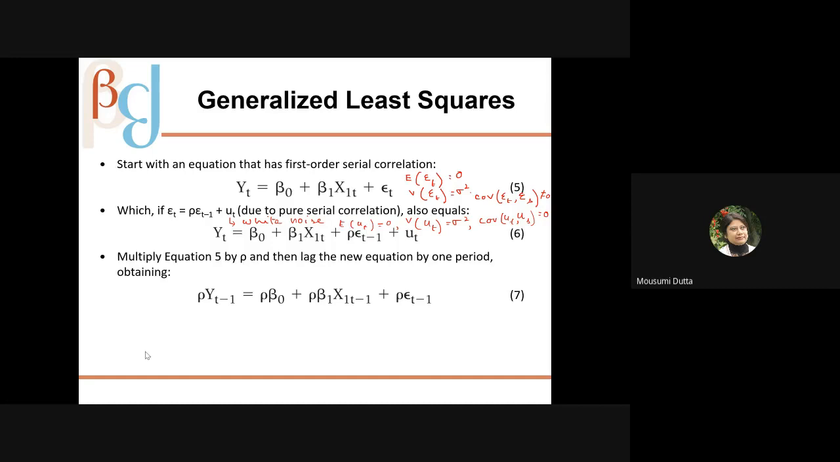Left hand side will be yt minus rho yt minus 1 equal to beta naught common into 1 minus rho plus beta 1 common x1t minus rho x1t minus 1 plus ut. Understood the equation?